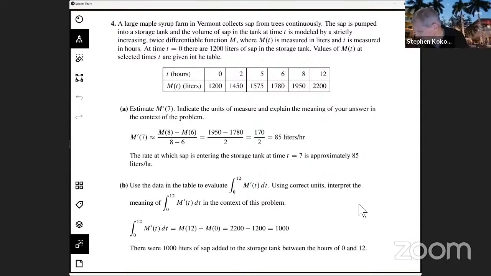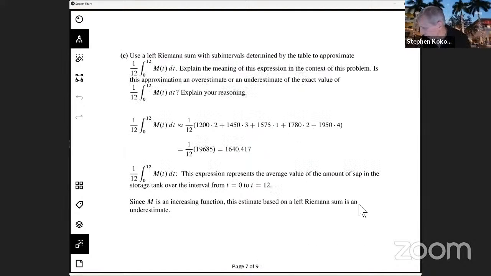Number 4 is also about accumulation. This has to do with Vermont maple syrup. Tom and I lived in New England for quite a while and really enjoyed our pancakes with real maple syrup. So this is a nice problem about collecting maple syrup. There's some technology in there. There's a question about estimation using Riemann sums.